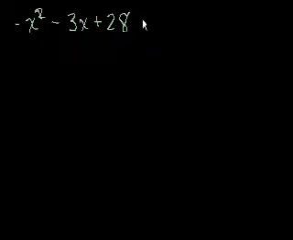Let's say I had minus x squared minus 3x plus 28 is greater than 0. Well, I want to get rid of this negative sign in front of the x squared. I just don't like it there because it makes it a little more confusing to factor. So I'm going to multiply everything by negative 1.